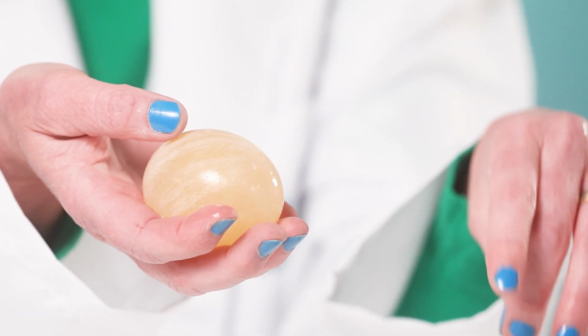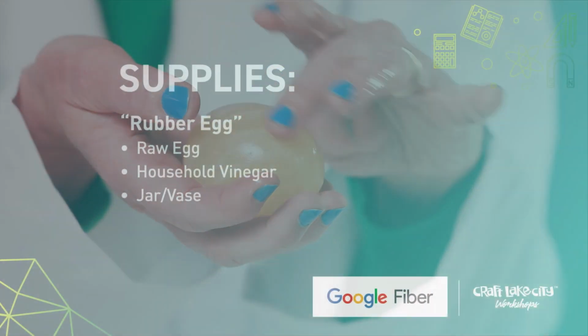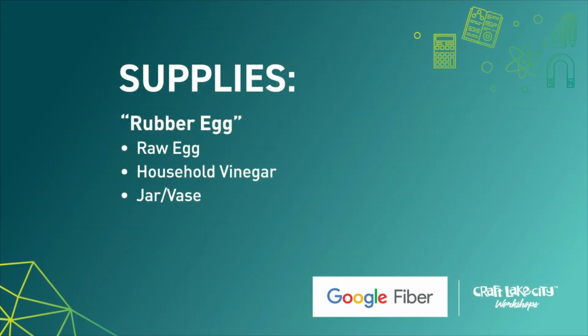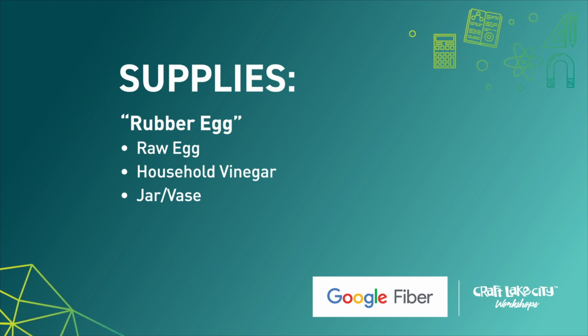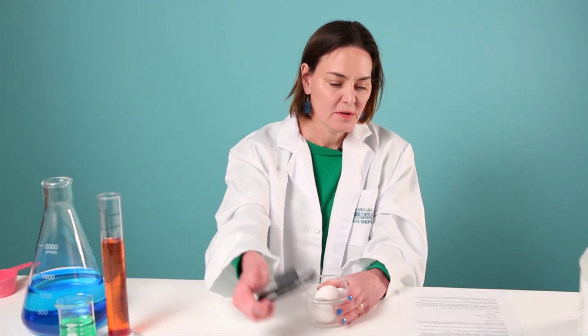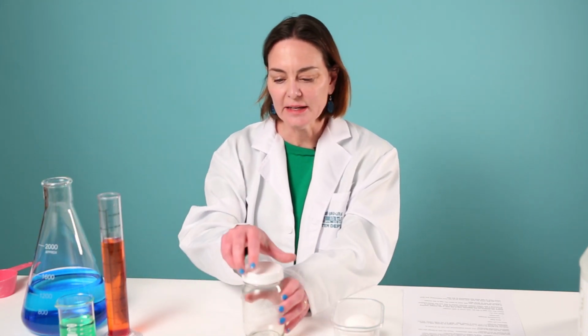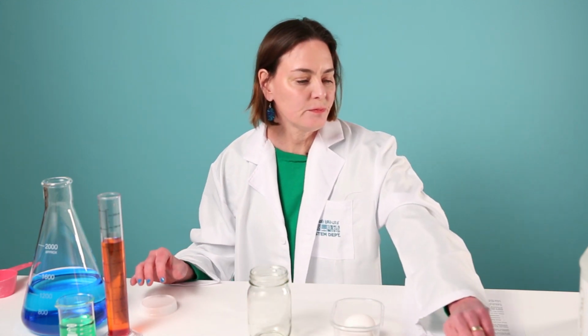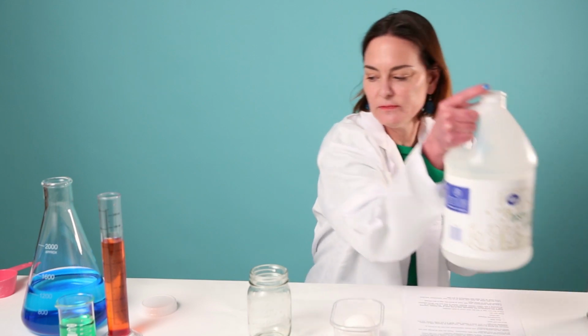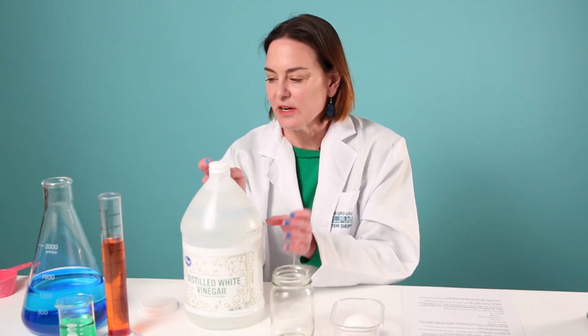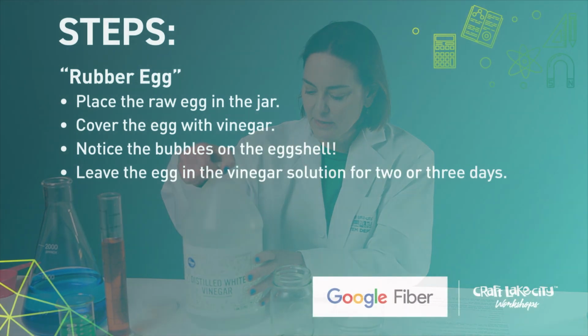So first what we're going to do, we're going to create what I call a rubber egg. And it's not really rubber, but it kind of looks like rubber. You'll need, of course, you will need an egg. I brought two just in case one broke. You will need a container to put your egg in. A container with a lid is good. And then you'll need vinegar. So this is just regular vinegar that you get at the store, white vinegar.